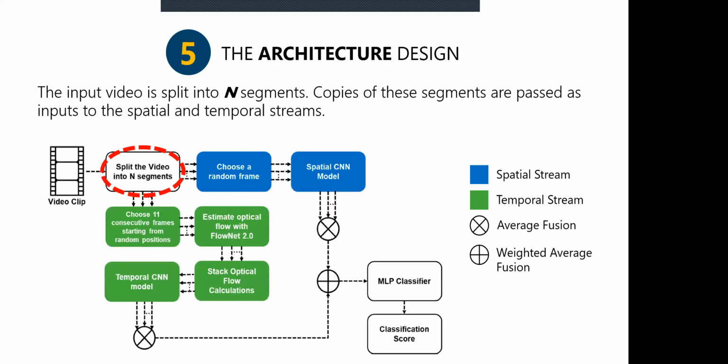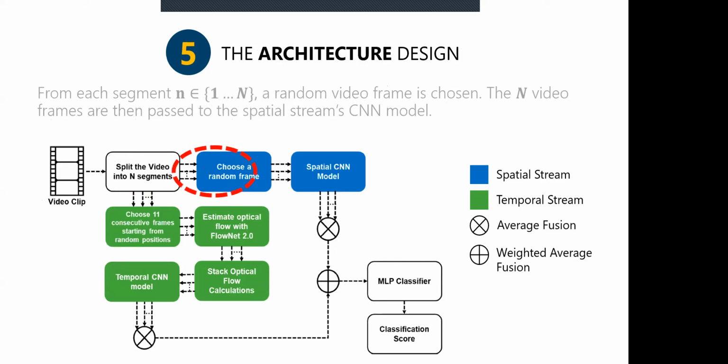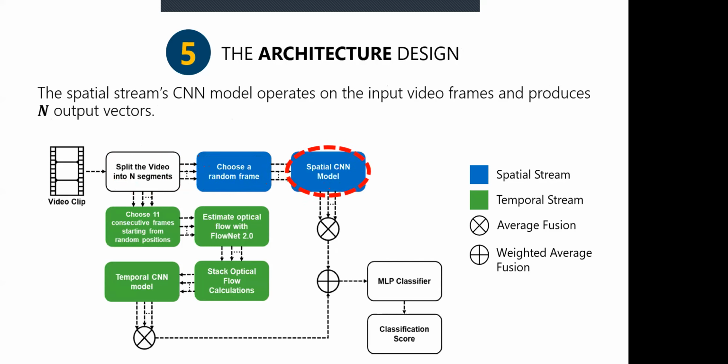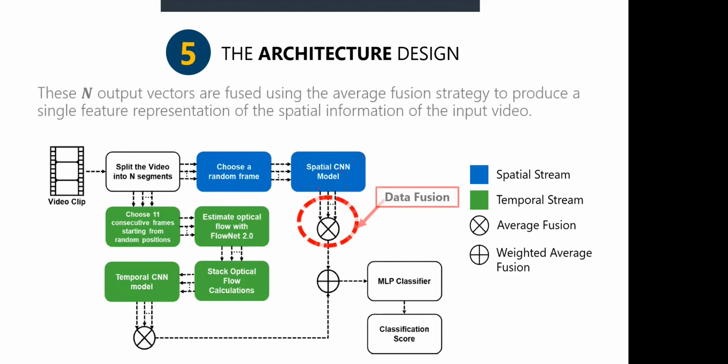So in the proposed architecture, the input video is also split into N segments. Copies of these segments are passed as inputs to the spatial and temporal streams. In the spatial stream, a random video frame is chosen from each segment and is passed as input to the spatial stream CNN model. The CNN model operates on the video frames and produces N output vectors. And these output vectors are fused using the average fusion strategy to produce a single feature representation of the spatial information of the input video.